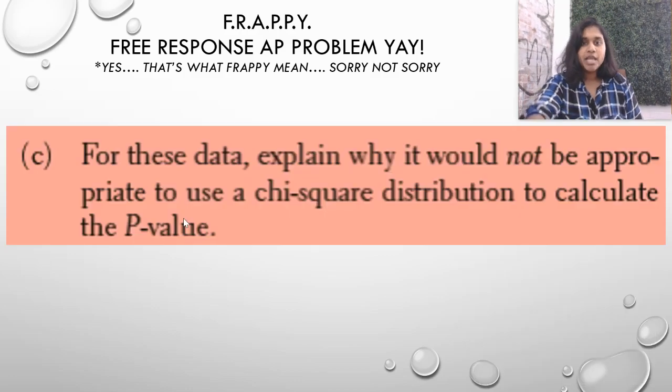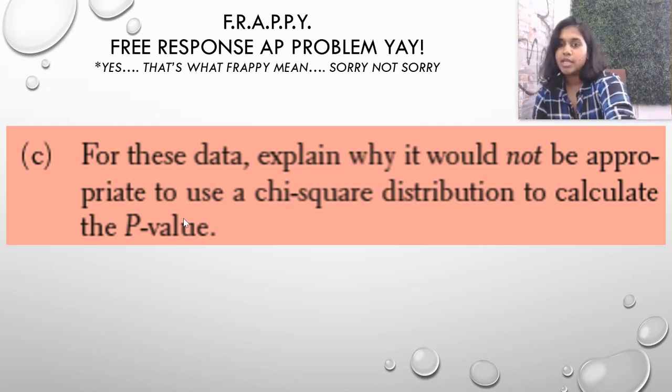Let's look at C. For these data, explain why it would not be appropriate to use a chi-square distribution to calculate the p-value. Some of you might pause and say, hold on, they did calculate the chi-square distribution, so why wouldn't it be appropriate? And that would be going back to that step number 2, plan. When we plan, we don't just name the procedure, we test if conditions are met. So let's test our conditions.